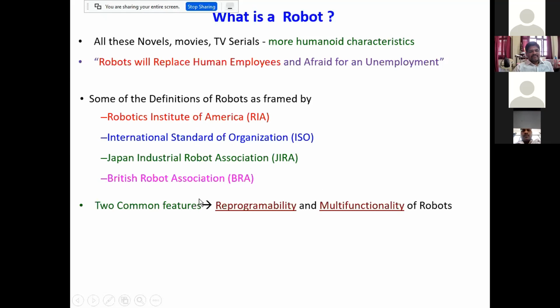Association, British Robot Association, they have defined the robots in such a way that all these definitions give less importance to the anthropomorphic characteristics, but they give importance to two important features: reprogrammability and multifunctionality. Meaning, in all the definitions, if you see, the robot is a reprogrammable device used for multitask. Similarly, they are multifunctional.